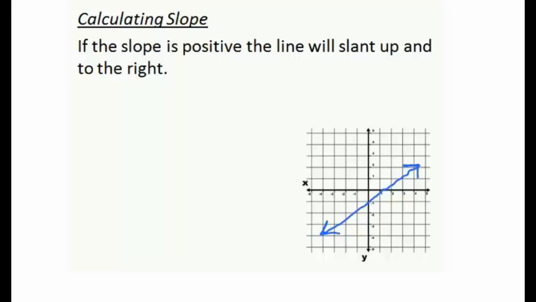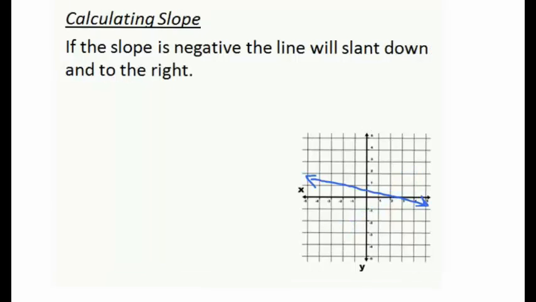So one example of a line with a positive slope is drawn here on the right. On the other hand, if we go to use our slope formula and we get a negative slope, this means that our line is going to slant downwards and to the right. So one example of such a line is given here on the bottom right.